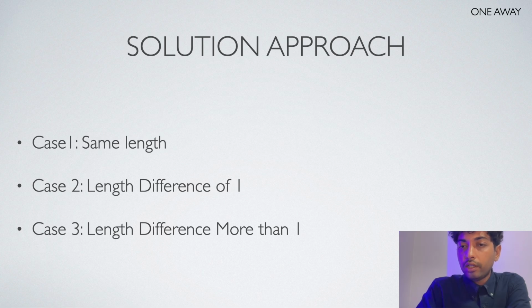Case 2: length difference of 1. If the length difference between the strings is exactly 1, we need to check if inserting or deleting one character from the shorter string will make it equal to the longer string. This can be achieved by iterating both strings and comparing them while allowing for one mismatch. Case 3: if the length difference is more than 1, the strings are not one edit away. This is because a single edit cannot bridge the gap of more than one character.